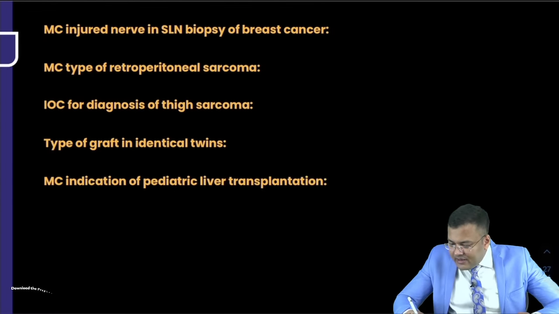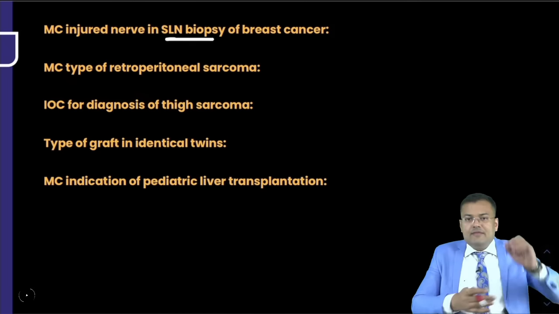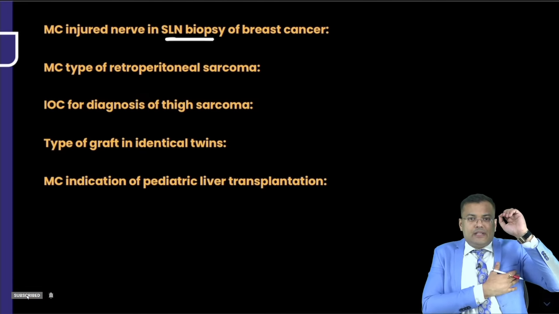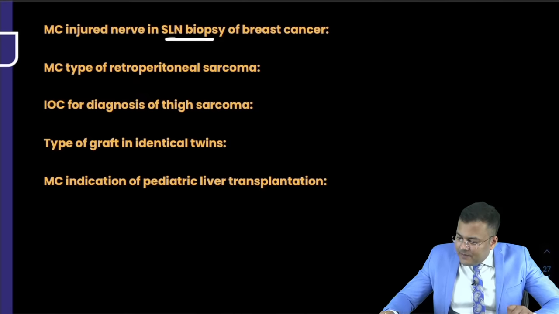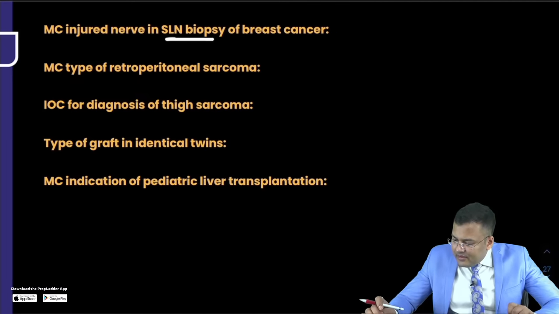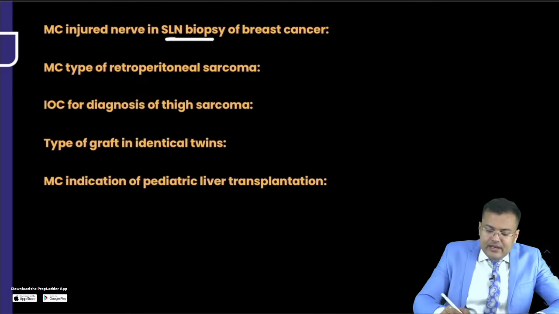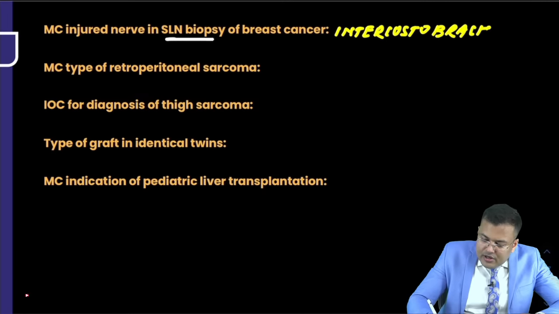It is posterior triangle. Next, what is the most commonly injured nerve in sentinel lymph node biopsy of breast cancer? Let me see who is the first person to reply. Yes, first person is Ankit Gujjar. Very good. It is intercostobrachial nerve. Majority of you are correct, guys.